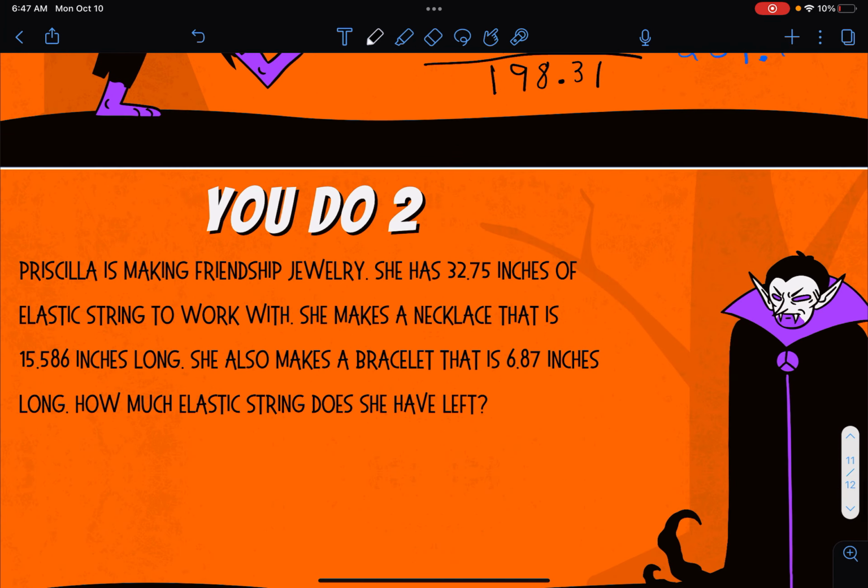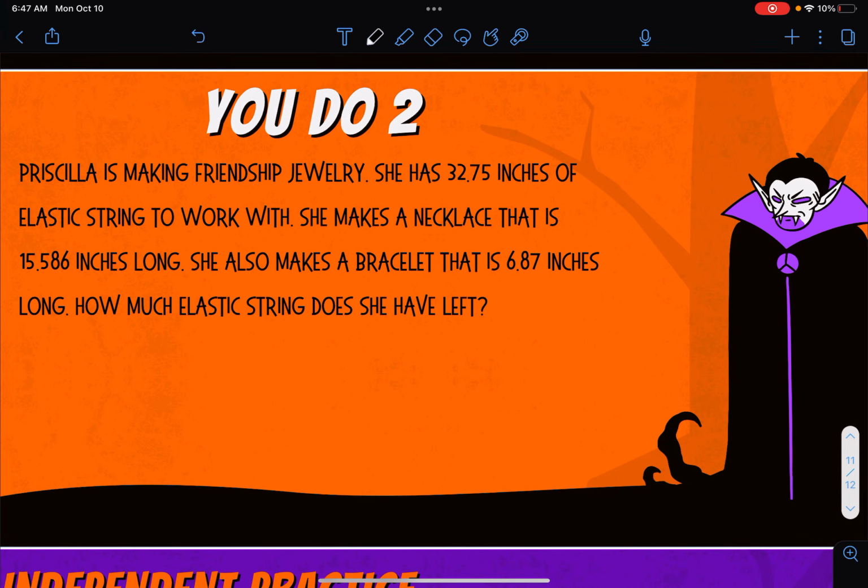All right, so let's go ahead. This is your you-do. We'll text code together, and then you can do it on your own. Okay, it says Priscilla is making friendship jewelry. She has $32 and 75 inches of elastic string to work with. She makes a necklace that is 15 and 586 thousandths inches long. She also makes a bracelet that is 6.87 inches long. How much elastic string does she have left?